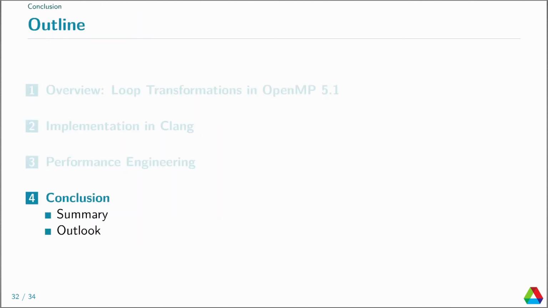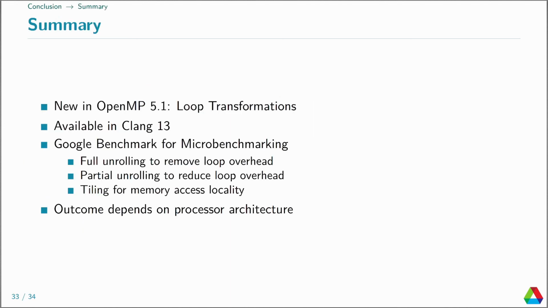We are reaching the end of this talk. I just want to conclude with a quick summary. First, I mentioned the loop transformations, tiling and unrolling, which are new in OpenMP 5.1. I implemented those in Clang 13 and used them to do some performance engineering using the Google benchmark. Specifically, I tested full unrolling, partial unrolling, and tiling, and could show some real speedup using those.